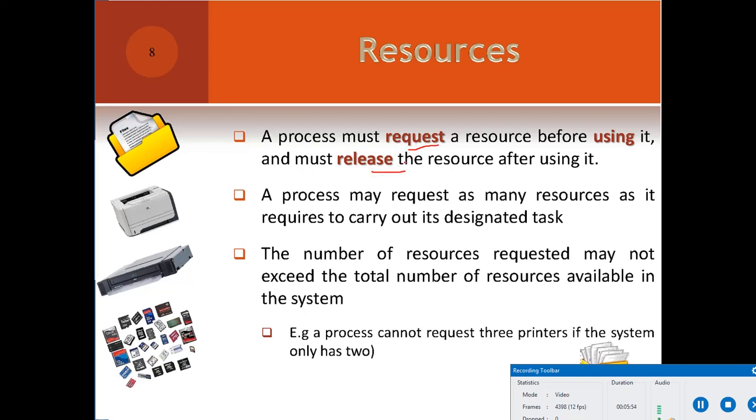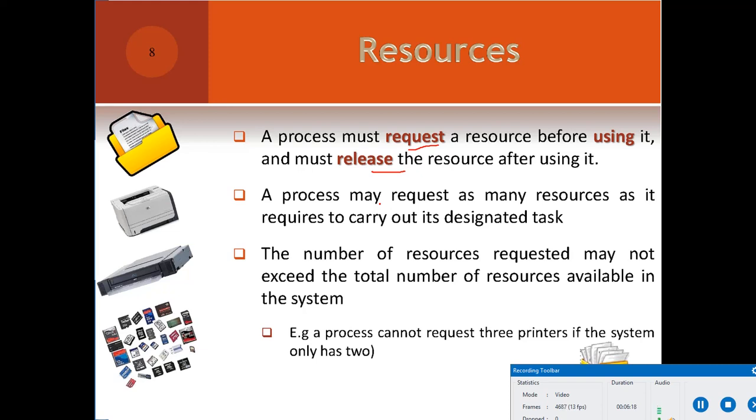So the two main functions called by the process are request and release. Requesting a resource before a process wants to use it, and then after using the resource it must release the resource. A process may request as many resources as it requires to carry out its designated task. So there is no limitation to the number of resources a process can use.